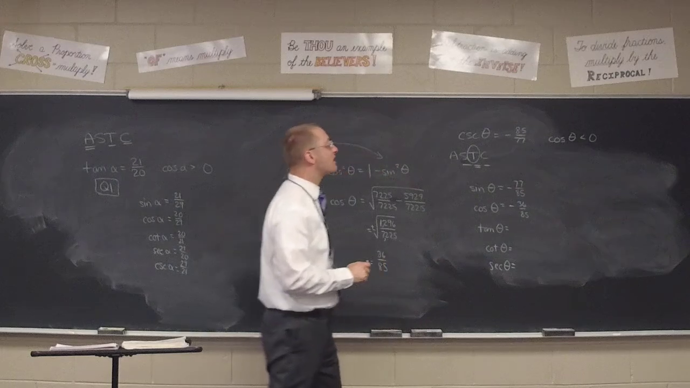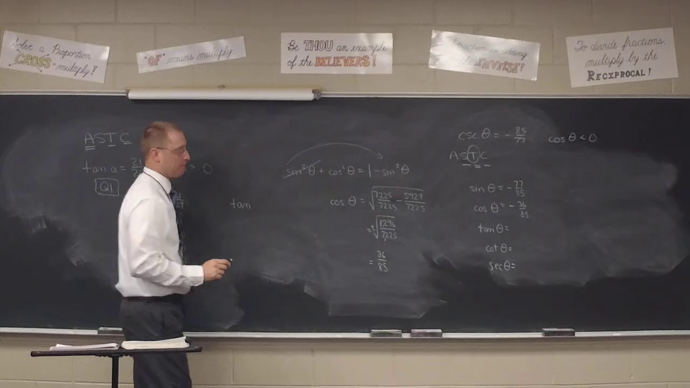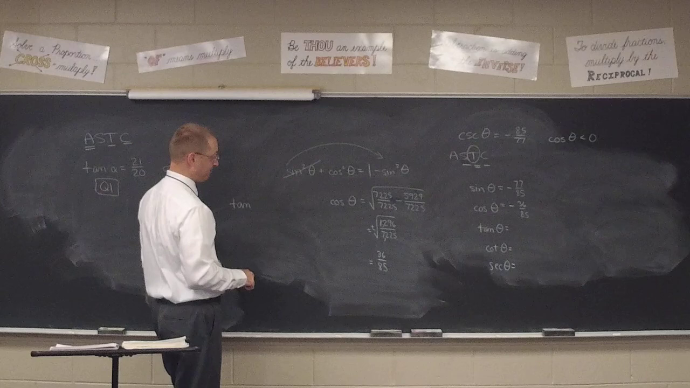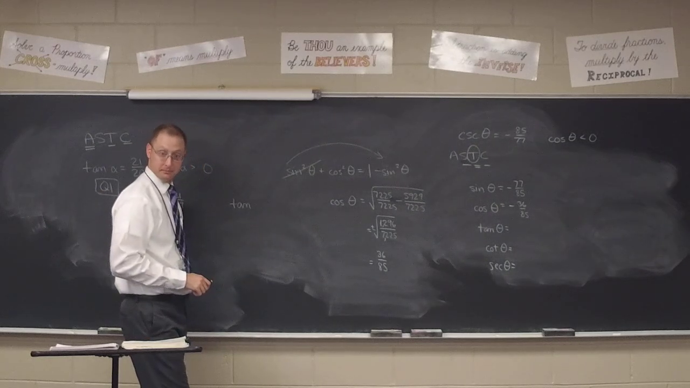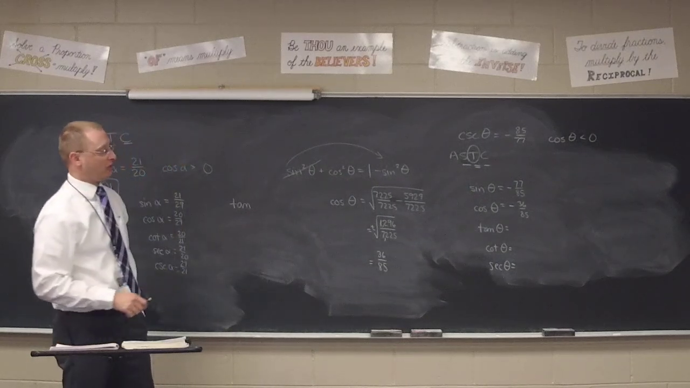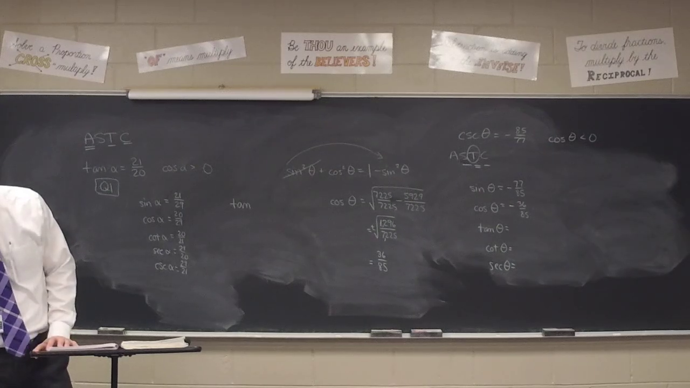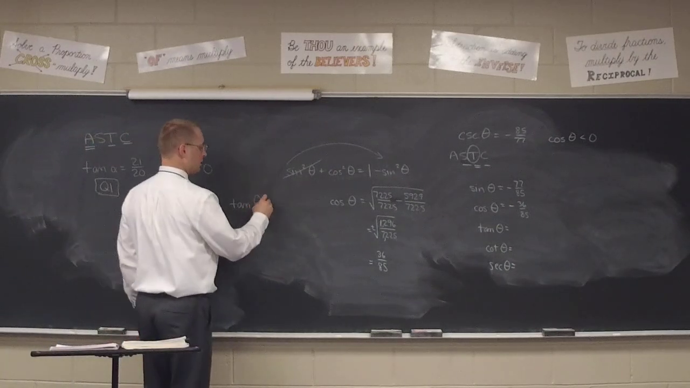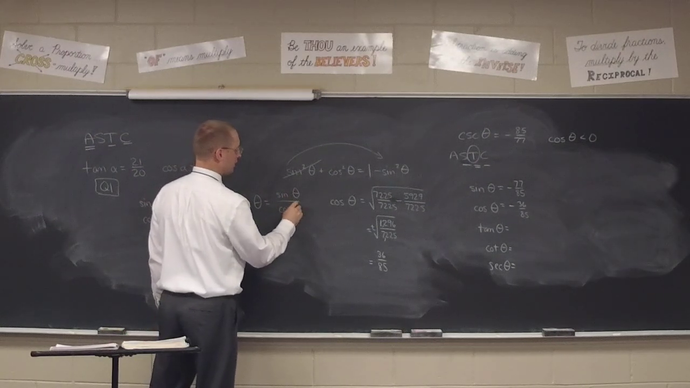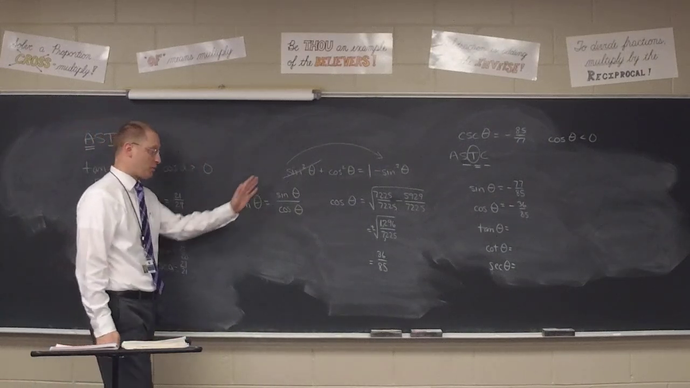Hey, if we're going in order, we could find the tangent next. But Ethan, how would we find the tangent if all we have is sine and cosine? It's not a Pythagorean identity. Well, it is. We have sine and cosine, so we can use tangent theta equals sine theta over cosine theta. Yeah, use the quotient identity. Tangent equals sine over cosine.